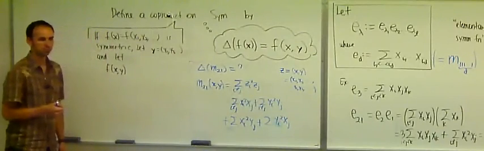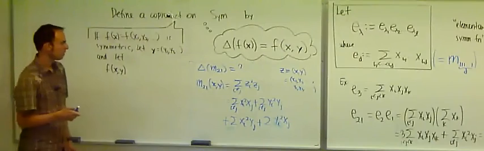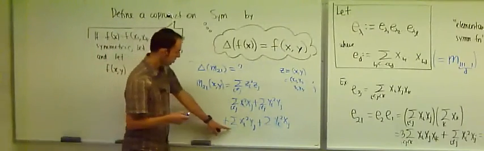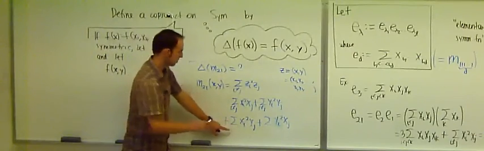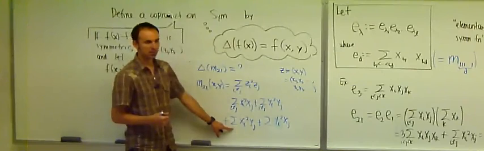Okay? So should I say that i and j are different here, or should I not say that?